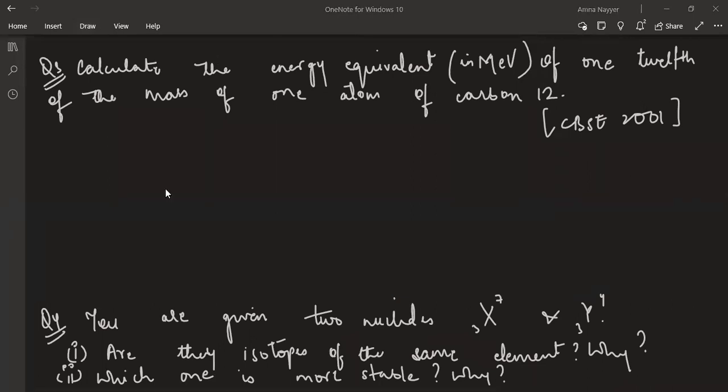Calculate the energy equivalent in mega electron volt of 1/12 of mass of one atom of carbon 12. See, mass of one atom of carbon 12. This is 12 AMU, but we have to convert it into kgs for our calculation. So when you convert this into kg, because AMU we cannot use it directly, no. So 12 into an atomic mass unit is 1.66 into 10 to the power minus 27 kg.